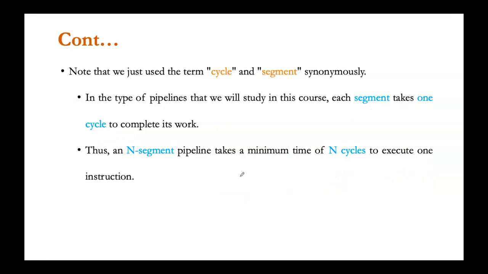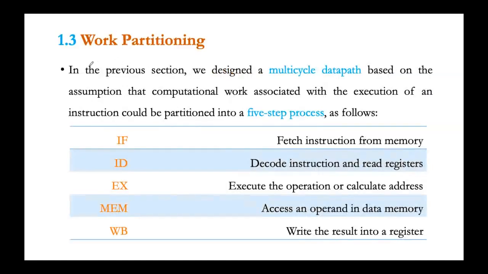one instruction. To do this, the work should be partitioned, as we have seen in previous examples also. So we designed a multi-cycle data path based on the assumption that the computational work associated with the execution of an instruction could be partitioned into 5 steps: instruction fetching, decoding, execution, memory, and write back.